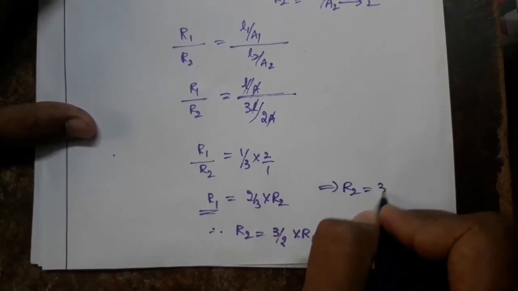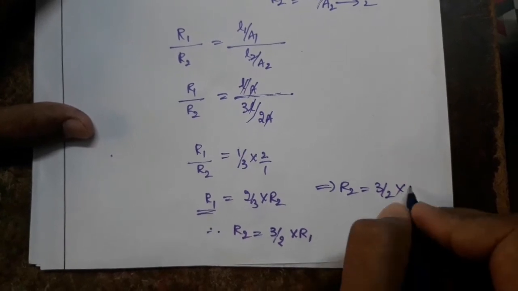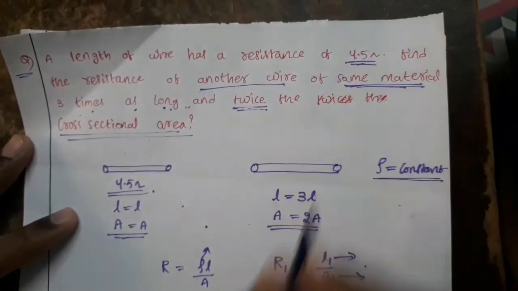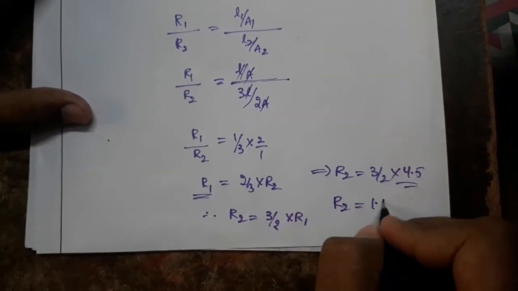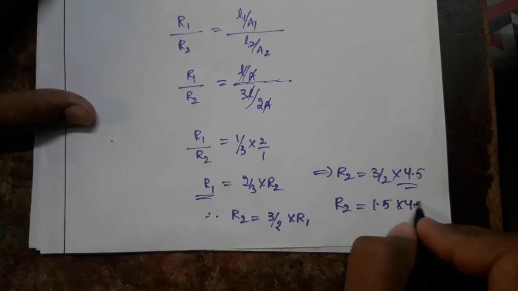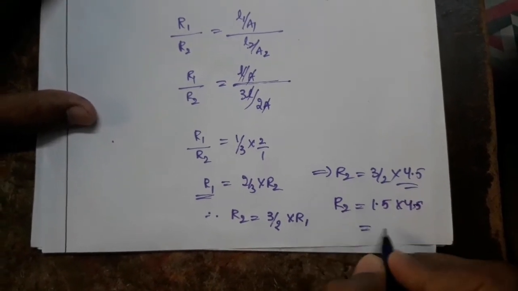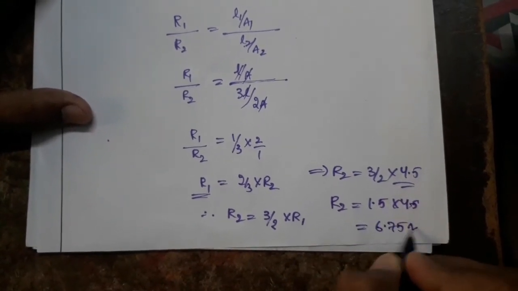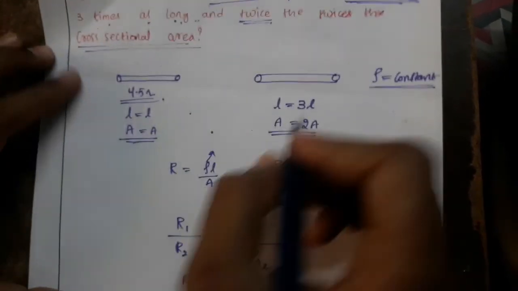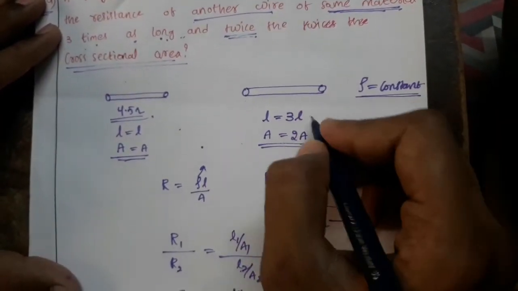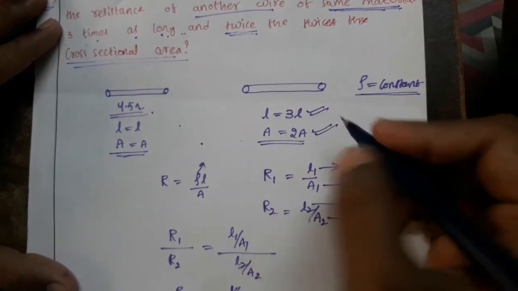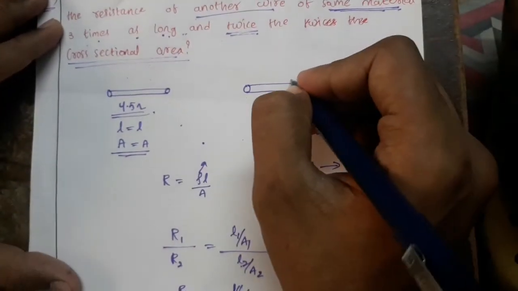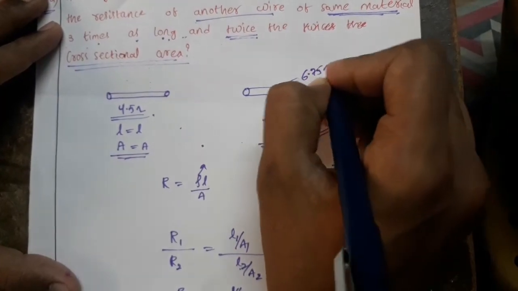R2 equals 3 by 2 times R1, which is 4.5 ohms from the question. So R2 equals 3 by 2, that is 1.5, into 4.5. By solving this we will get 6.75 ohms. So for the other wire with length 3L and area 2A, we have got resistance of 6.75 ohms.